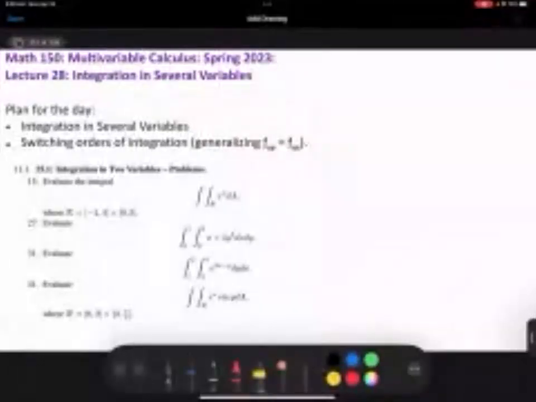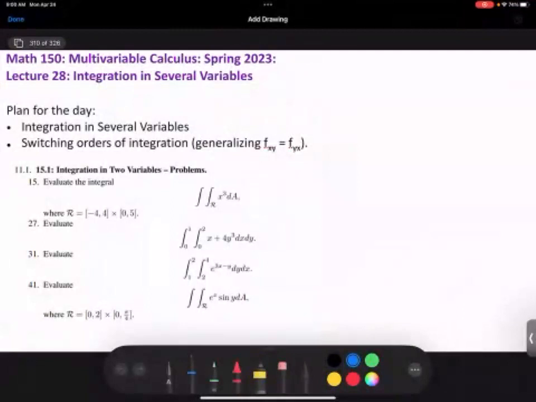Okay, so welcome to Math 150 multivariable calculus. This is lecture 28. We are now in the home stretch. So we are now moving to the final topic of the semester, which is multivariable integration.